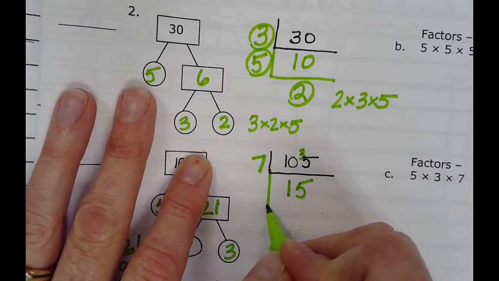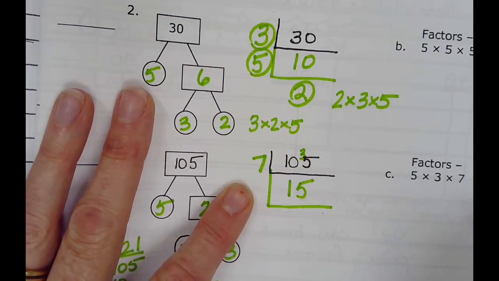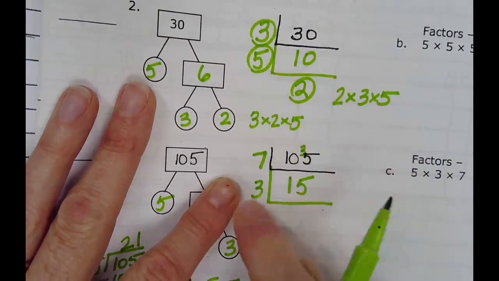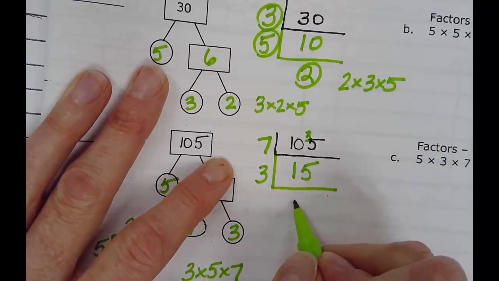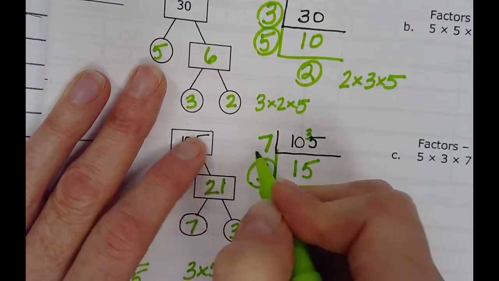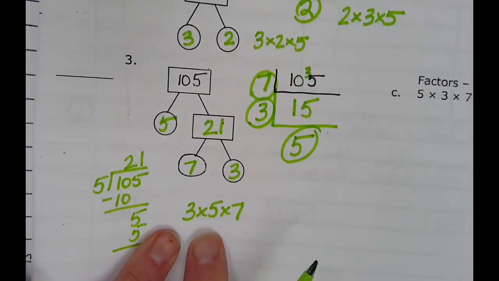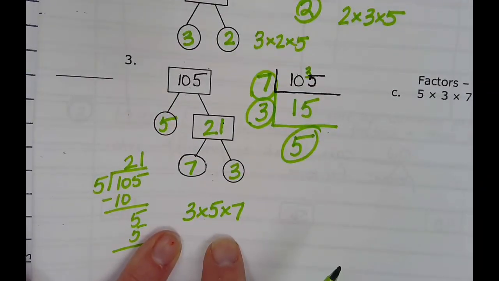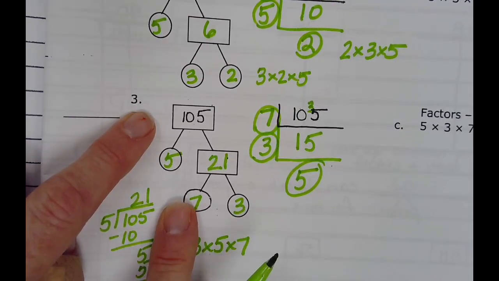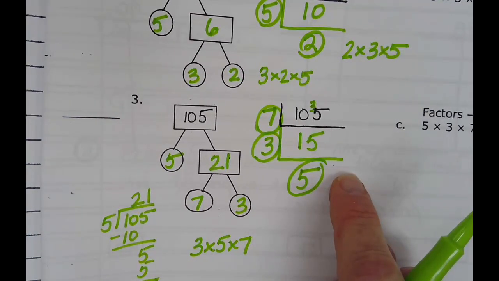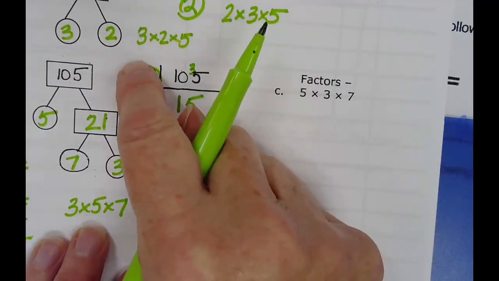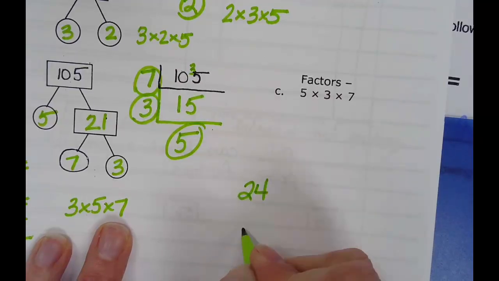No. So I'm going to divide by what number? I need a prime number to divide. I can do 3. How many times does 3 go into 15? 5. Is 5 prime? I'm finished once I get to a prime number. Notice it's the same 3 numbers we got here. Raise your hand if you like the factor trees better. Raise your hand if you like upside down division better. You can choose.